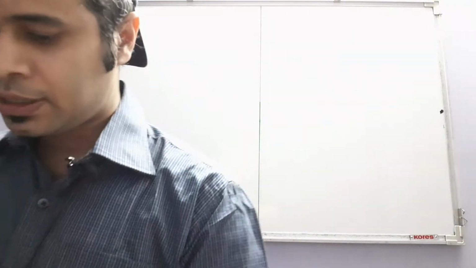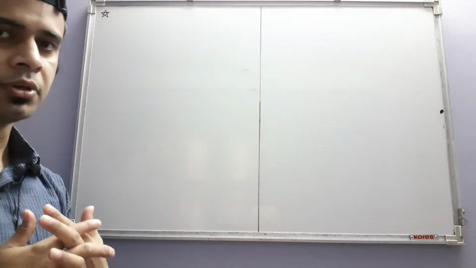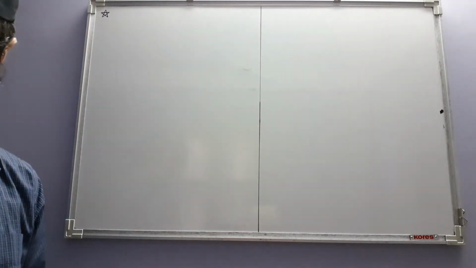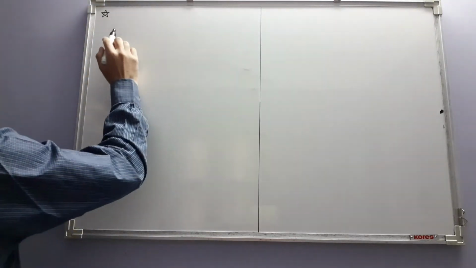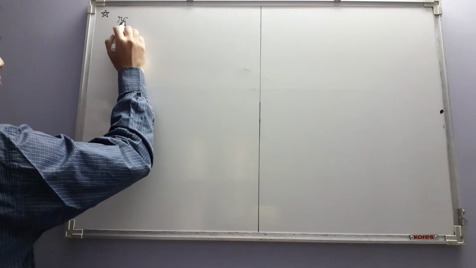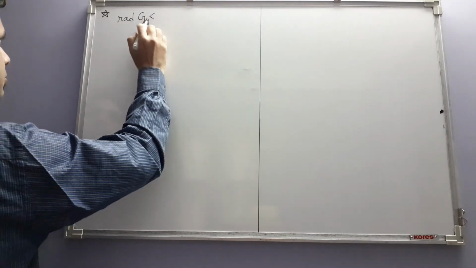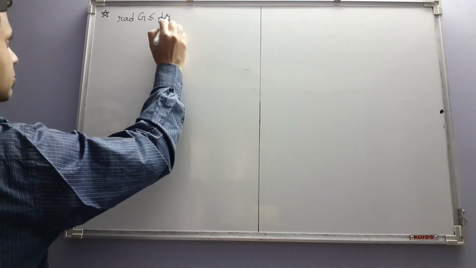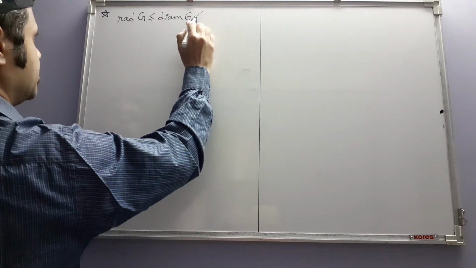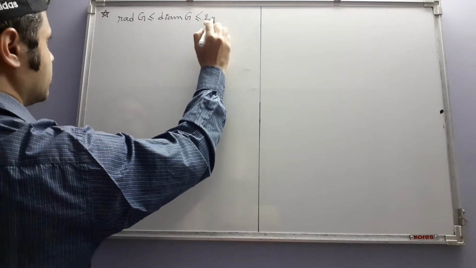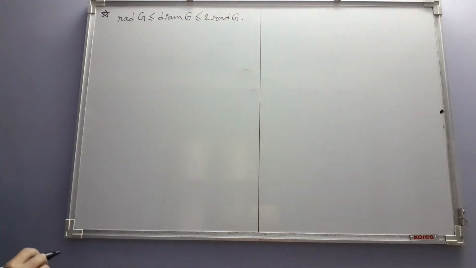Okay, so in the last video we have seen what the diameter and the radius of a graph are. So we are going to start off today with this inequalities. Radius of a graph G is less than or equal to its diameter, which is less than or equal to 2 times the radius of G.